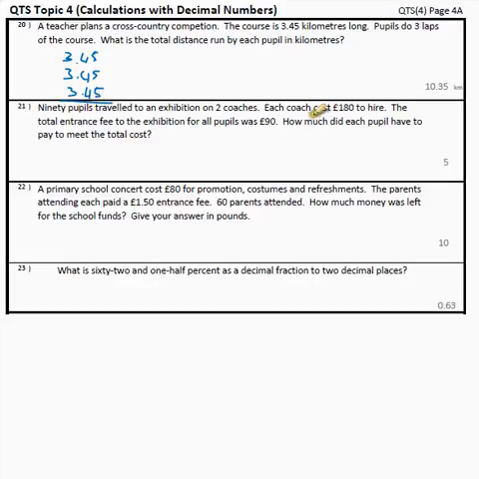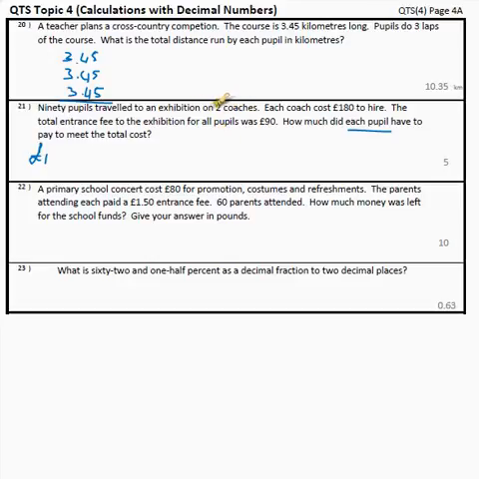In the next one, 90 pupils travel to an exhibition on 2 coaches. Each coach cost 180 to hire. The total entry fee for all 90 pupils was £90. Can you see that every person pay £1 because there's 90 pupils who paid £90. So every person pay £1. So the entry is £1 per person. Okay, and you have to work out what it is per person. So it's easier to do that separately.